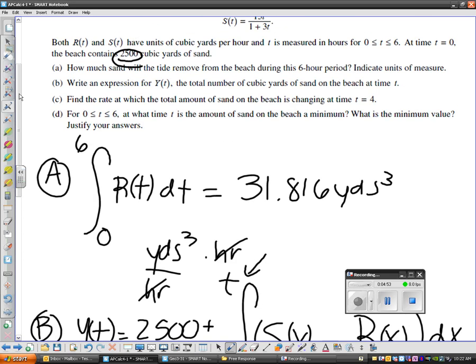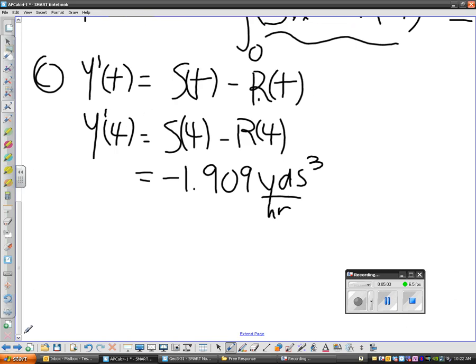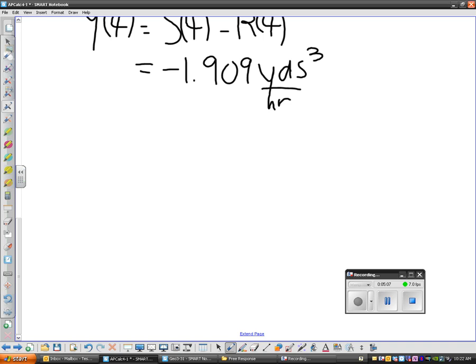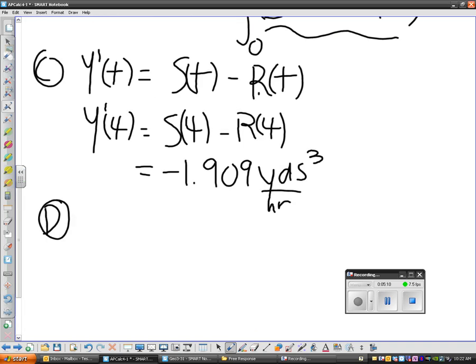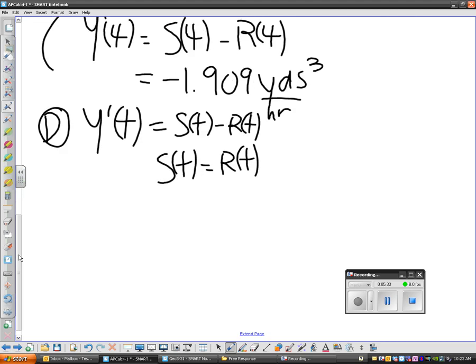And now D is asking us, for 0 to 6, at what time t is the amount of sand on the beach a minimum? What is the minimum value? Justify your answer. Okay, so in order to do this, we need to set the derivative equal to 0. When you set it equal to 0, it's the same derivative that we used up here. So now we have S of t minus R of t equals 0. And if you want to, you can solve it like this. Just solve for the intersection in your calculator, which is what I did, because it's a lot easier than the other way. And you get t equals 5.118 hours.